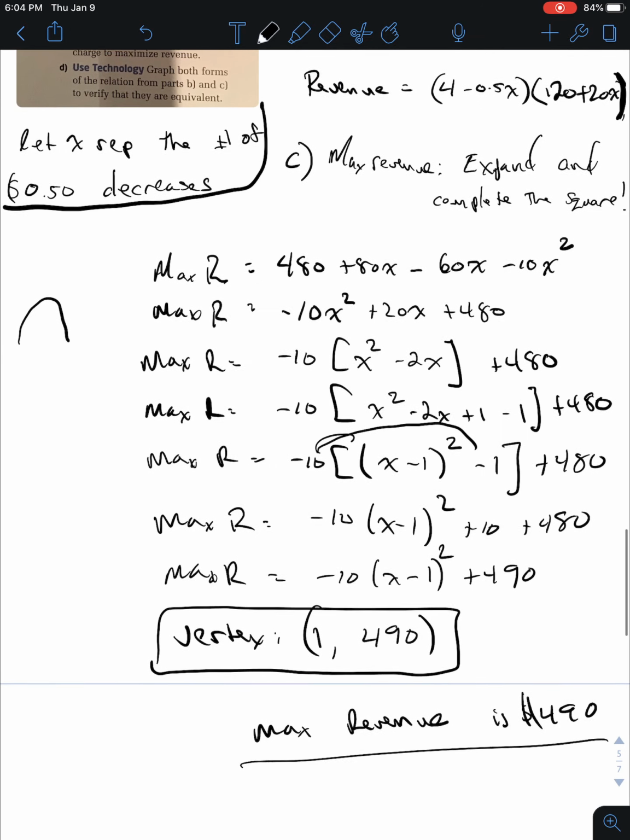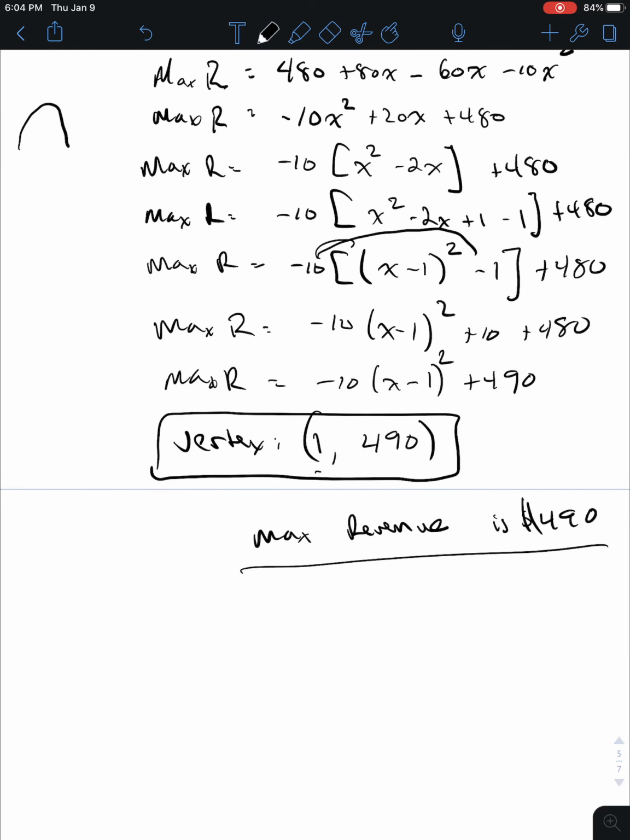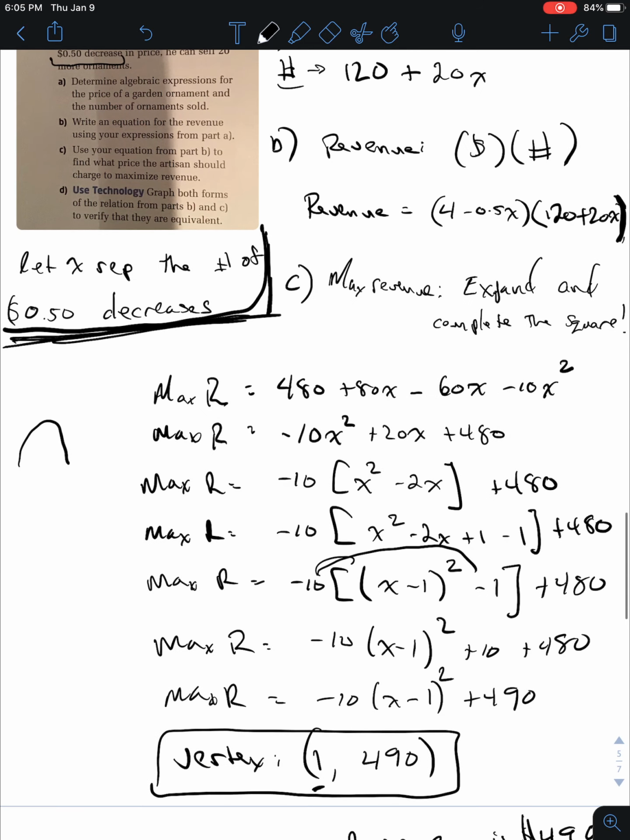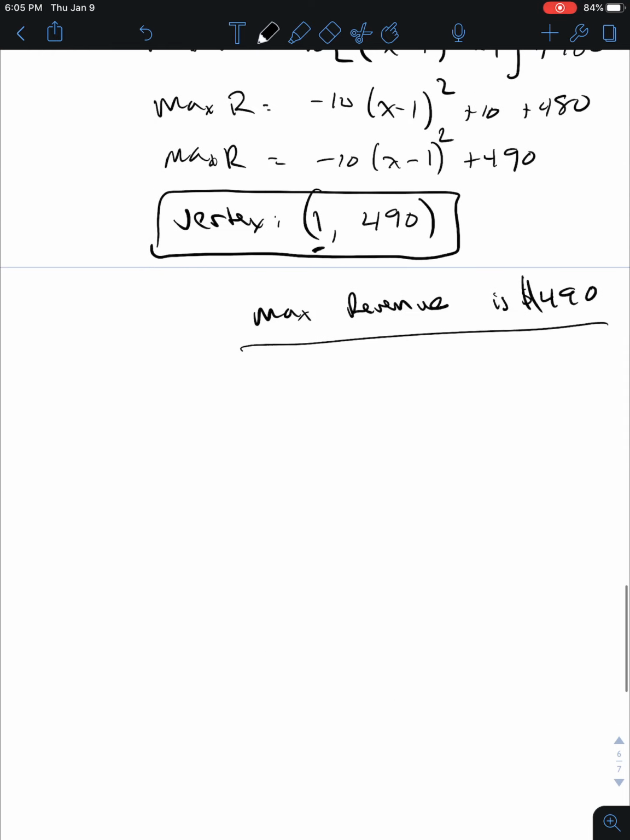Be careful, okay? This is where this let statement is kind of important. Because what does x represent? The number of times the price drops. Yeah. So this is just a vertex. This is telling me information about the number of times I have to decrease the price, right? So each ornament sells for $4, but then minus the 50 cents, right? Well, how many times did I subtract 50 cents in order to maximize the revenue?